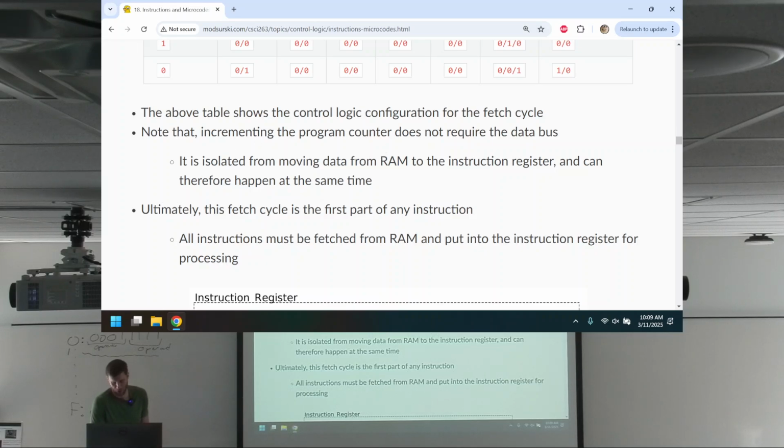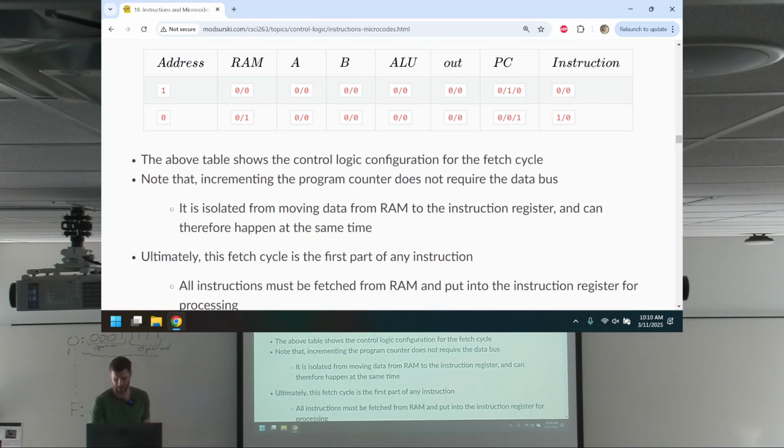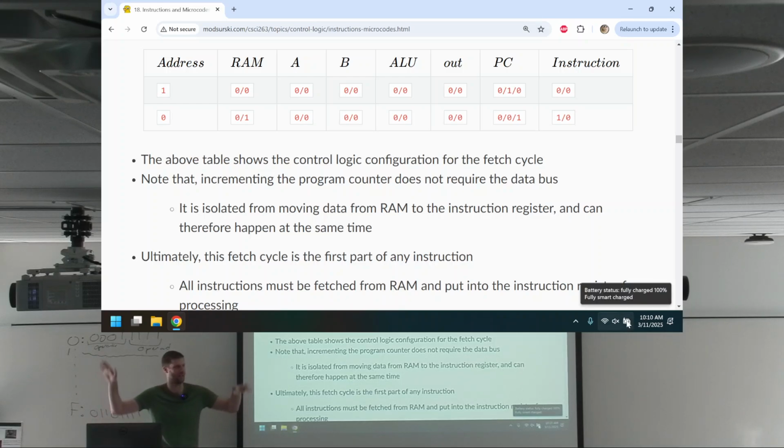Note that incrementing the program counter does not require the data bus, so it's isolated like I was saying. We can increment it here even though other things are happening on the system. They can happen in parallel because they're entirely isolated and can't conflict with each other.